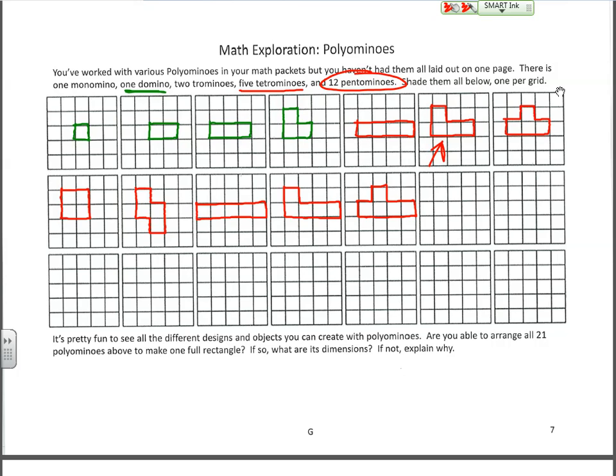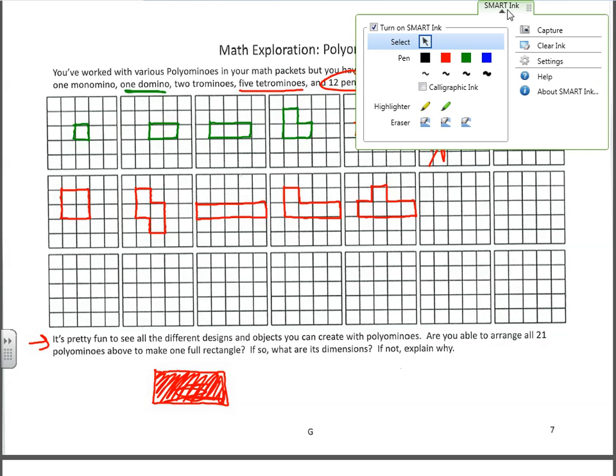And then finally, this last piece here says, obviously, it's pretty fun to see all the different designs and objects you can create with polyaminos. Are you able to arrange all 21 polyaminos above to make one full rectangle? So one complete rectangle, completely filled in, no empty boxes anywhere, using all 21 pentaminos. If you can, what are the dimensions of that rectangle going to be? If you can't, explain why. Why is it impossible to do so? Okay, that is your math exploration.